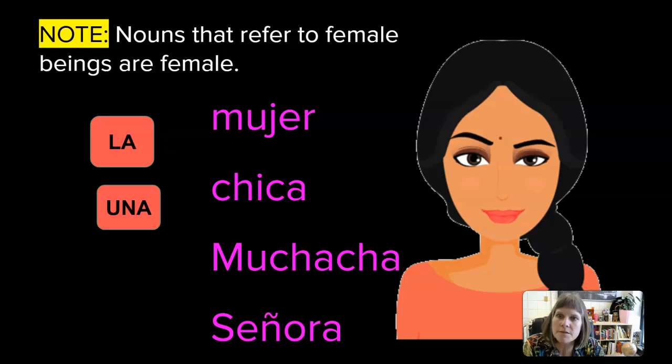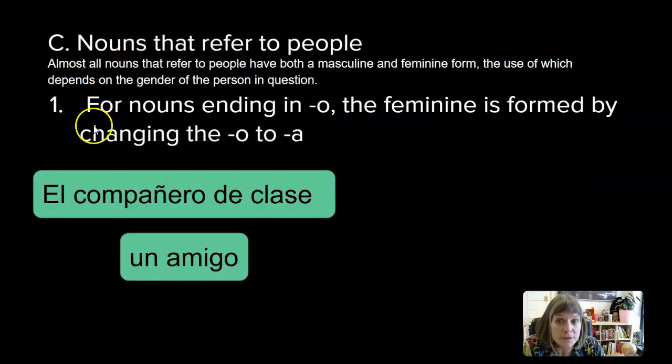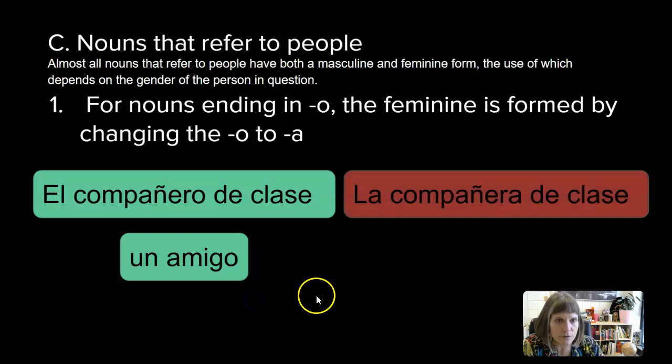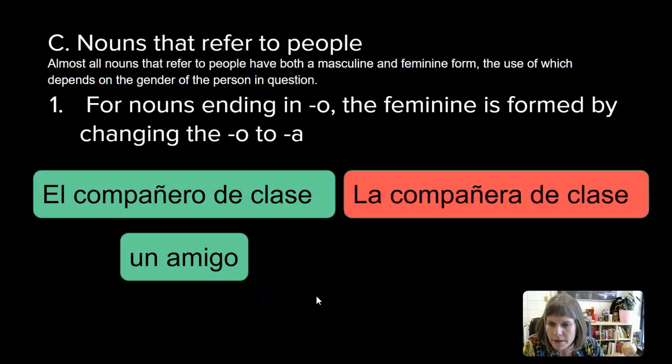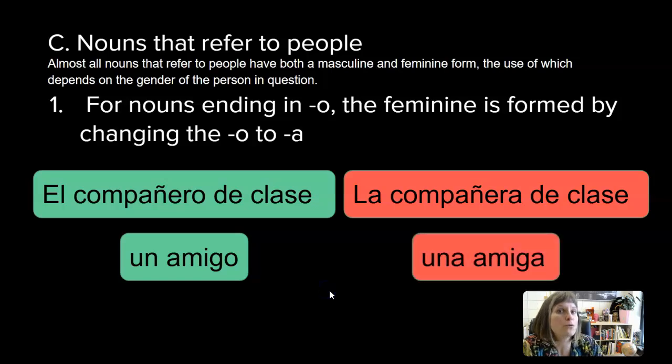Nouns that refer to female beings are feminine: la mujer, la chica, la muchacha, la señora. Woman, girl, girl, Mrs. or ma'am is a señora. Nouns that refer to people. For nouns ending in O, the feminine is formed by changing the O to an A. So el compañero de clase, go ahead, take a second and make that completely feminine. Exacto, la compañera de clase, which means your classmate. Un amigo would become una amiga.